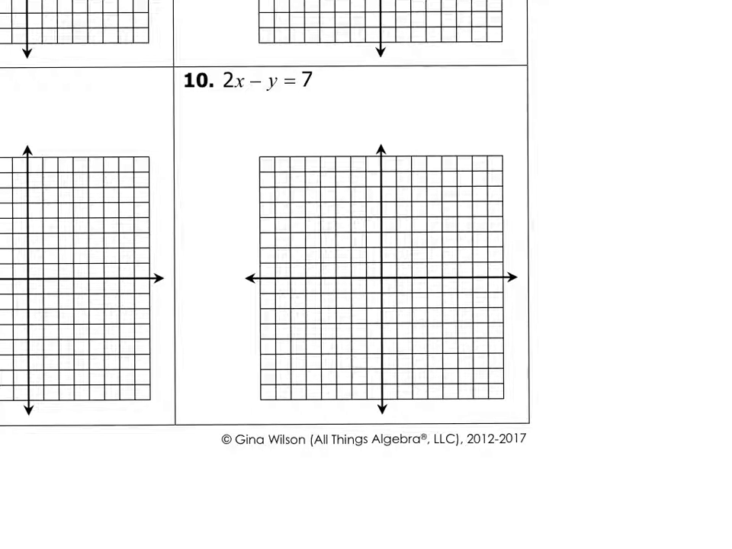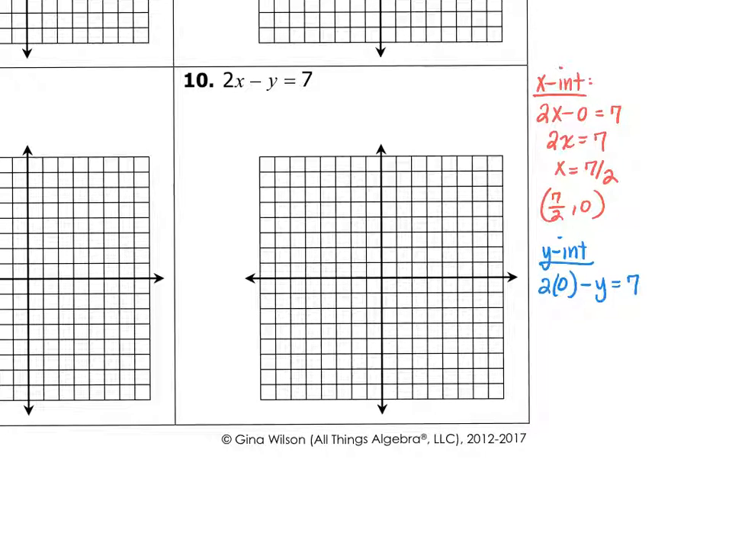So let's try one more together. Let's try number 10. They've asked us to graph using intercepts. So first let's find my x-intercept by setting y equal to 0. So 2x minus 0 is equal to 7, or 2x is equal to 7. So x is equal to 7 over 2, which means my x-intercept is (7/2, 0). My y-intercept is found by setting x equal to 0. So 2 times 0 minus y is equal to 7. So minus y is equal to 7, or y is equal to negative 7. And there's my ordered pair for my y-intercept.